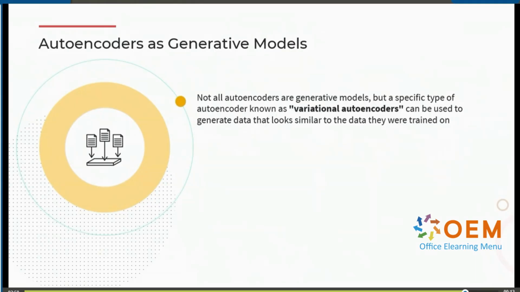They have the basic structure of autoencoders, but they have the ability to sample from a learned distribution to create new realistic data.